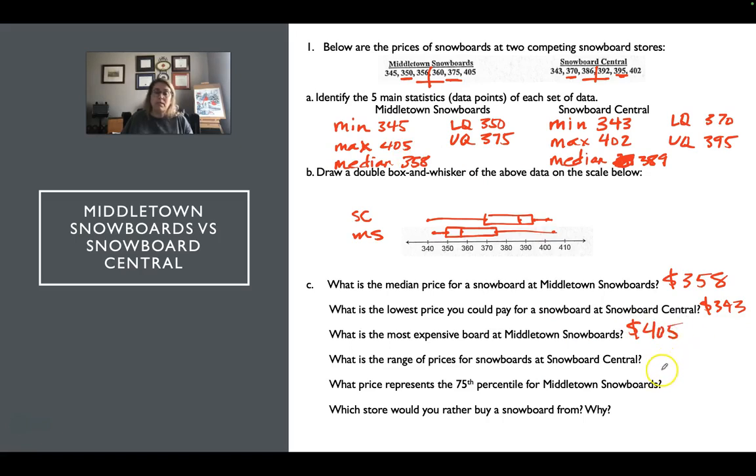What is the range of prices for snowboards at Snowboard Central? That is your max minus your min. I believe that's 59, but don't quote me on that. Do the math. And right now, the math is not wanting to come to me, so that is 402 minus 343. That's 59.